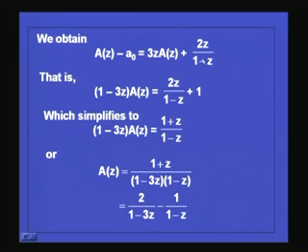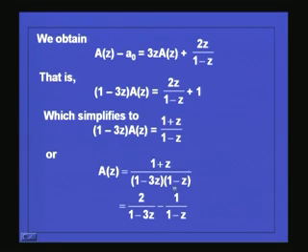So, bringing the 1 to this side and bringing this 3z az to the left hand side, you get 1 minus 3z into az equal to 2z by 1 minus z plus 1. If you simplify the right hand side, it becomes 1 plus z by 1 minus z. So, you get 1 minus 3z into az is equal to 1 plus z by 1 minus z. Again, bringing this to the right hand side, you get az is equal to 1 plus z divided by 1 minus 3z into 1 minus z.